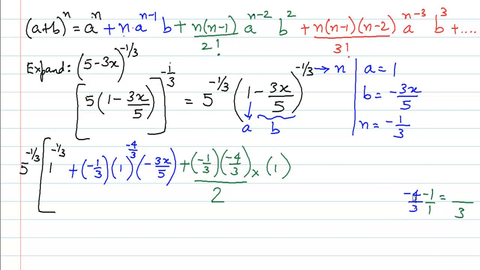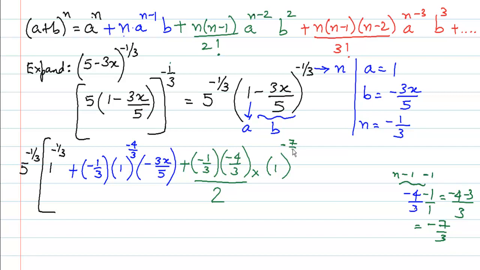So 3 1s is 3. Minus 4 into 1 is minus 4. Minus 1 into 3 is minus 3. So we have minus 7 upon 3. This was already n minus 1, so we just have to subtract another 1 to get n minus 2. Okay, and not minus 2. So we have minus 7 upon 3.